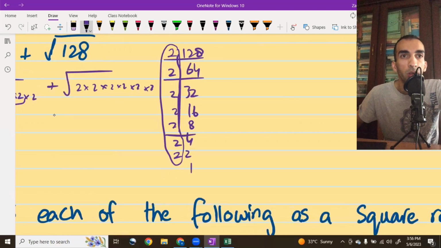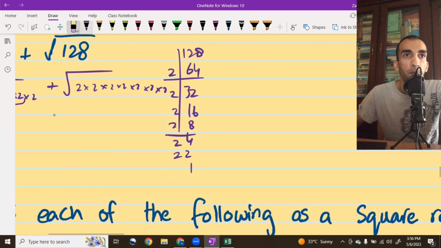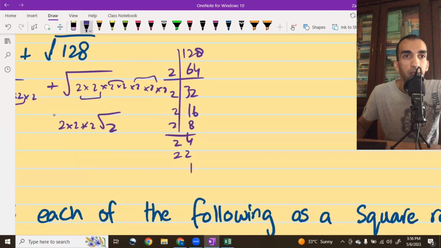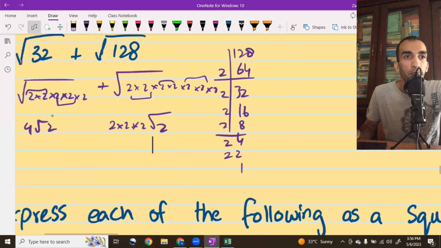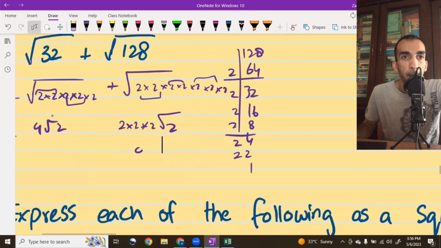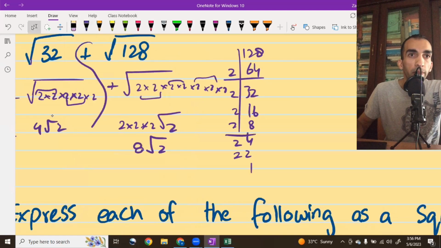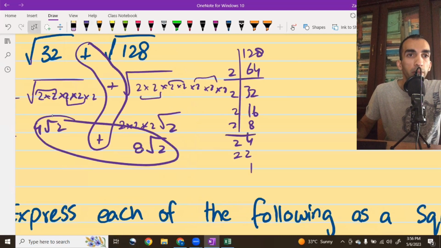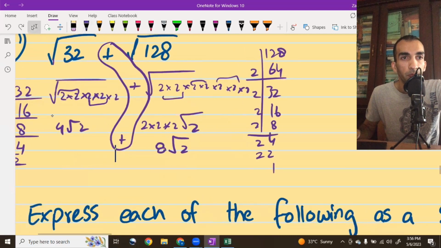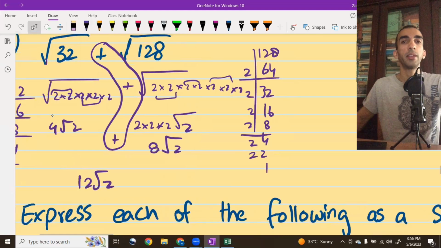And how many of them are going to come out? 3 pairs. 1, 2, and 3. So 2 into 2 into 2, and 1 still stays stuck in there. So what's the answer? 8 square root of 2. Do not forget the sign over here was a plus. So 4 square root of 2 plus 8 square root of 2 will give us? 12 square root 2. Indeed.